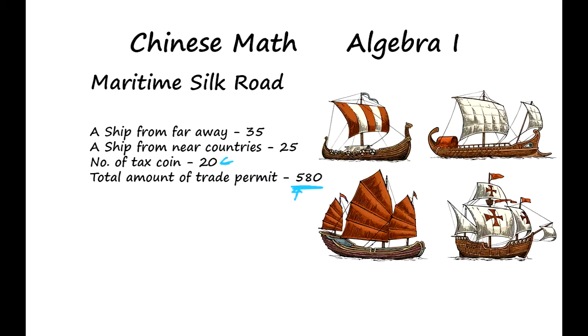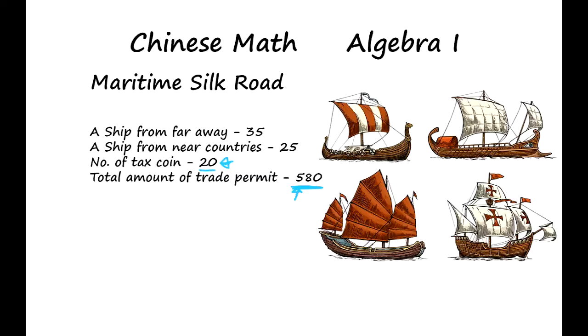So now this government worker tried to figure out how many ships came from far away and how many came from nearby countries. So how do you do that? This is the same kind of problem. It's solving a problem for mixtures. The ships from far away and the ships from nearby countries are mixed together.